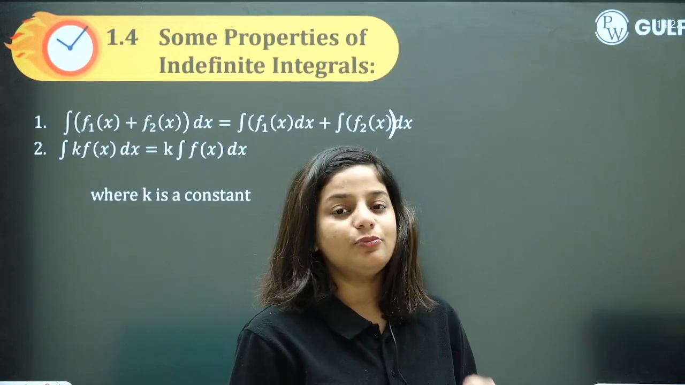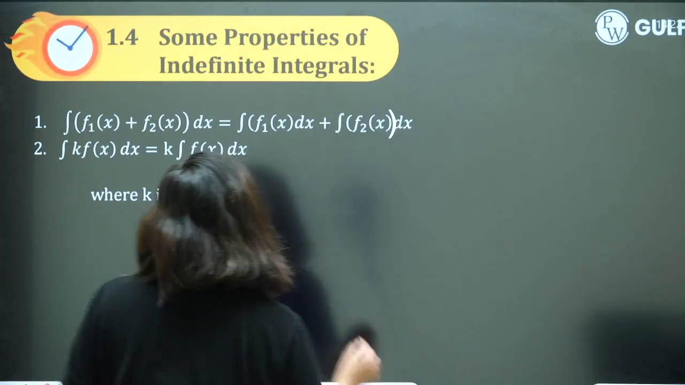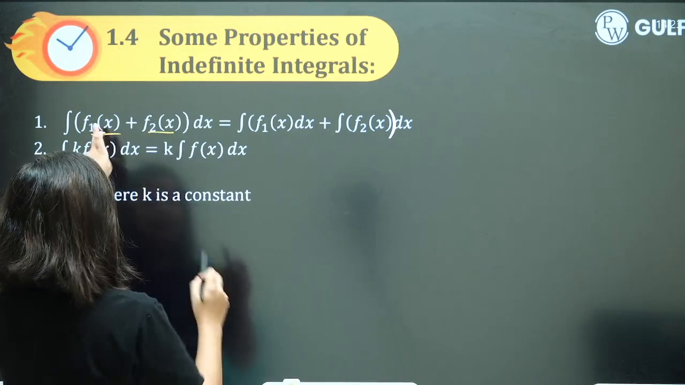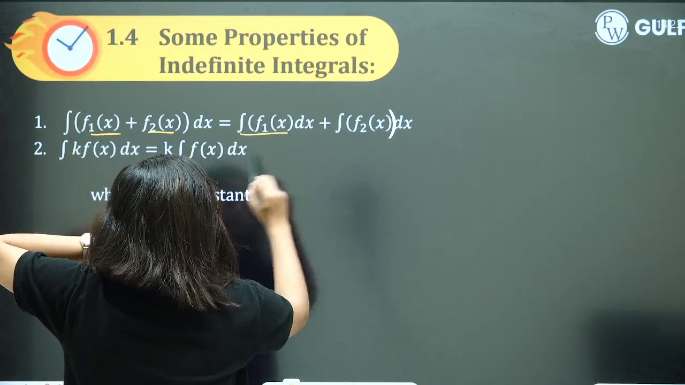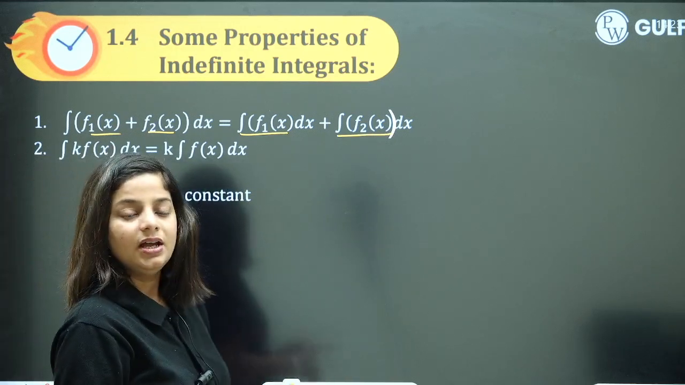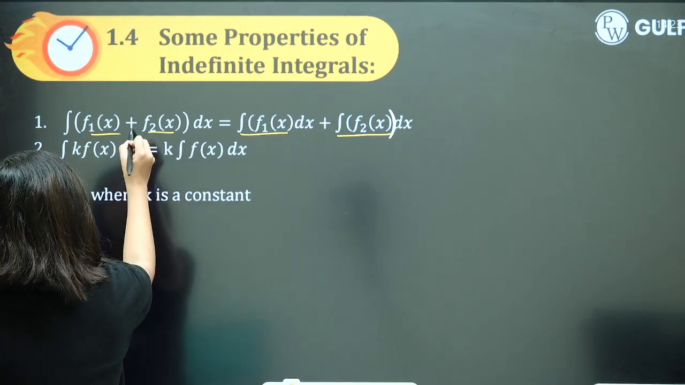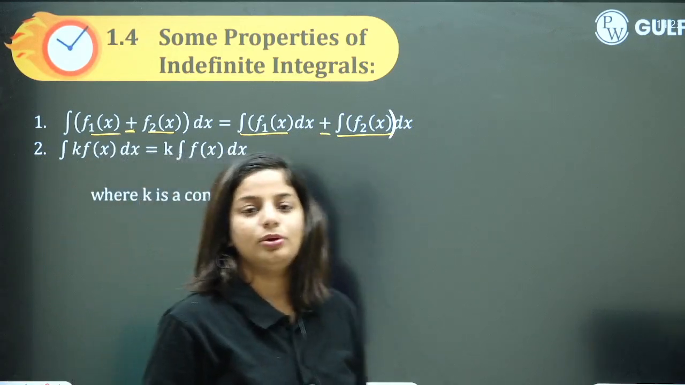Let's talk about some rules and formulas to solve the question. तो सबसे पहली property है, if there are two terms added inside an integration, you can separate the two terms. Integration of first term plus integration of second. ठीक है. Similarly, if there is a subtraction, यहाँ पे minus है, you can still separate and minus sign will be there in between.